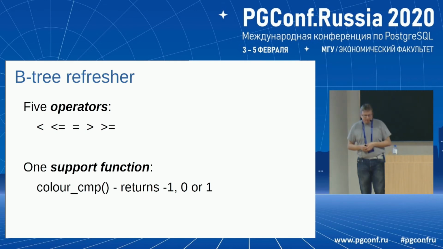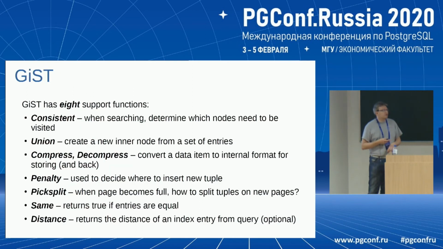So if you remember the B-tree stuff, what we did for B-tree, we had these 5 operators and 1 support function, which was the comparison function. All of these other index types are similar. You have operators and support functions. So for GiST, you have 8 support functions instead of 1. And Postgres will call these support functions to build the index. So you have the consistent function.